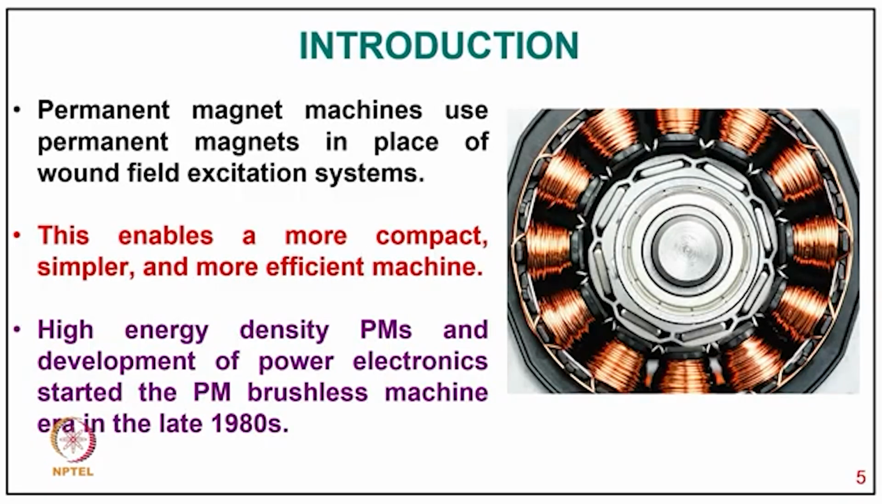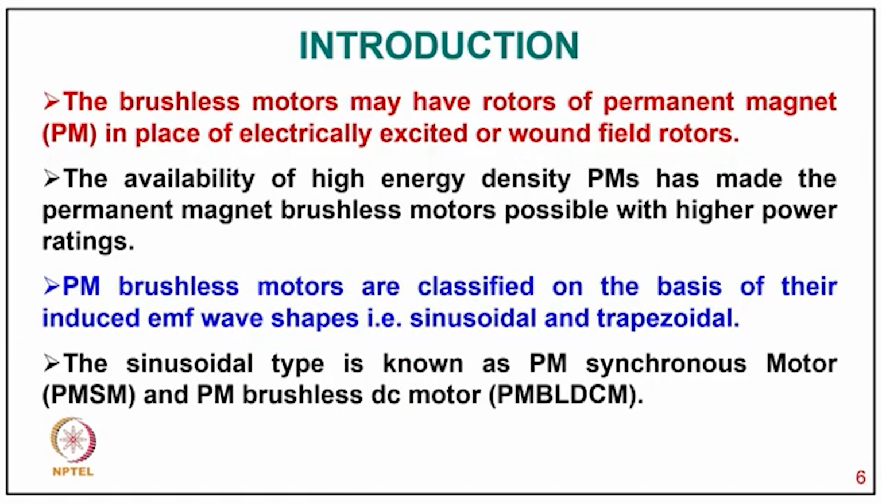Now coming to the introduction, the permanent magnet machines use permanent magnets in place of wound field excitation, and this enables a more compact, simpler and more efficient machine. As you can see typically in the photograph, high energy density permanent magnets and development of power electronics started the permanent magnet brushless machine era in the late 1980s. The permanent magnet brushless motor may have a rotor of permanent magnet in place of electrically excited or wound field rotors, and availability of high energy density permanent magnet has made permanent magnet brushless motors possible with higher power rating.